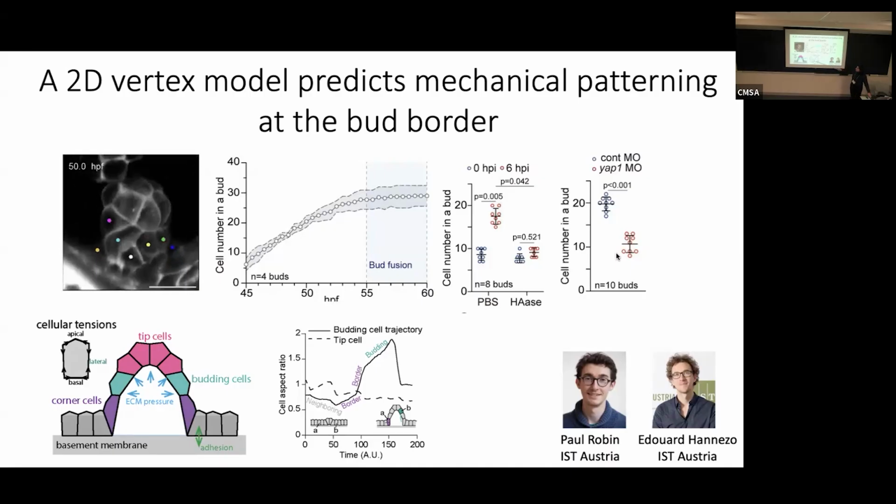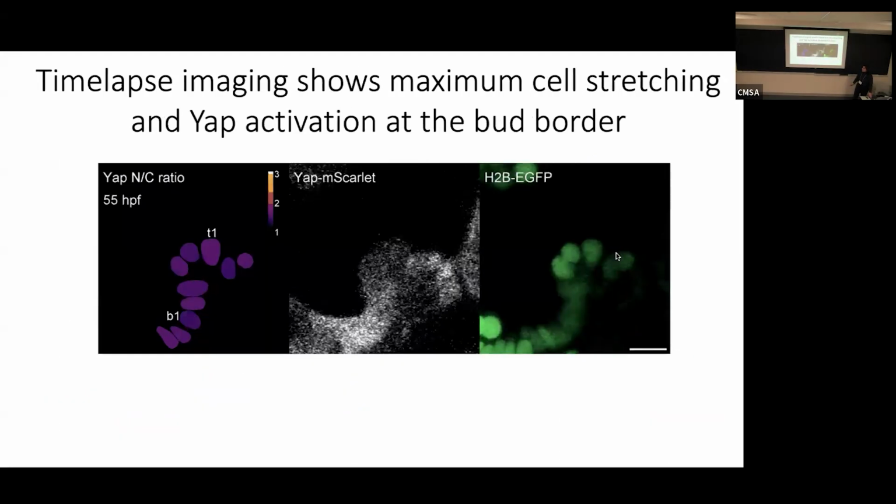And what he found was that as the cells are getting recruited, they significantly stretch at the bud border. So he observed these transient overshoots in the aspect ratio of just these border cells, but not the tip cells. So here are the tip cells. They don't have these aspect ratio overshoots. We wanted to test this experimentally. Are we seeing some regional patterning of the cells here in the form of stretching?